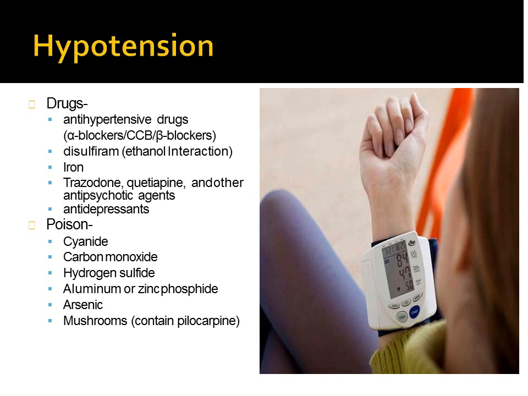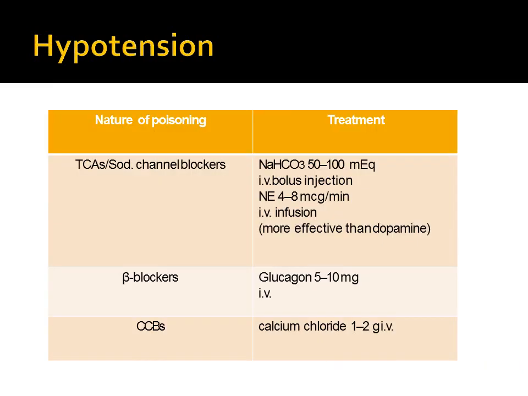Now, when we try to treat the hypotension, we try to eliminate the effects of these drugs. The treatment of hypotension in a case of poisoning includes a lot of components, but it usually depends upon the nature of the poison that is causing it. If it is tricyclic antidepressants or sodium channel blockers, we usually treat the patient with sodium bicarbonate injection. This injection is given as a bolus dose of about 50 to 100 milliequivalents.